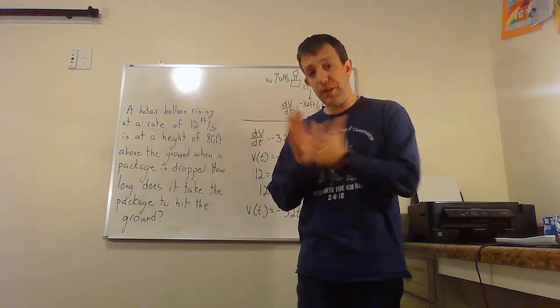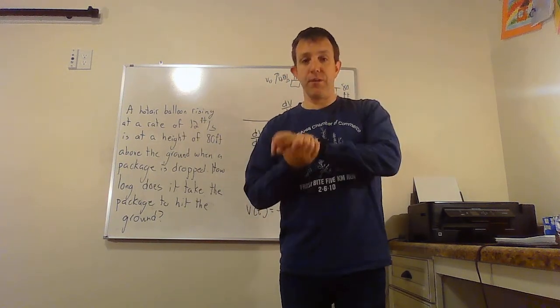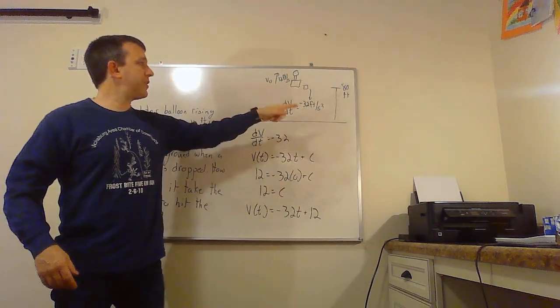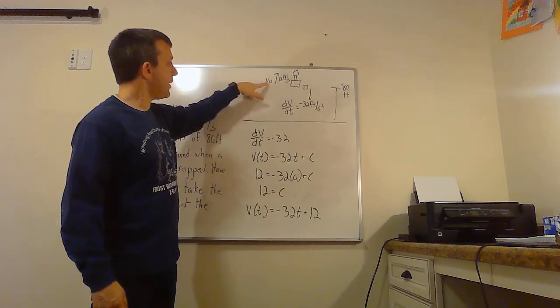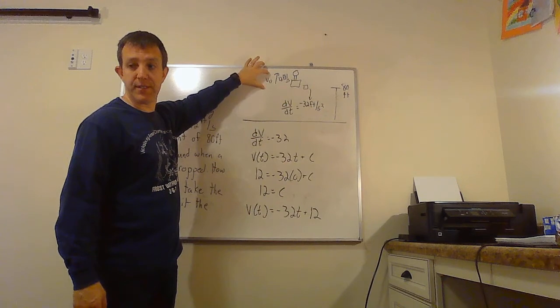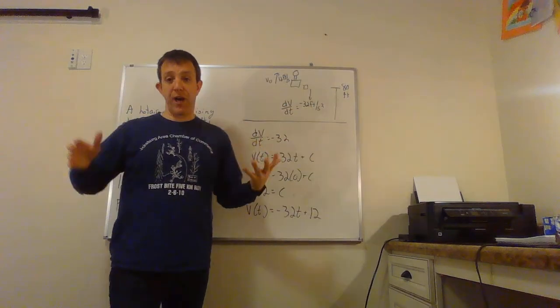So our goal here is a position problem, right? We want to know when its position is 0, right on the ground. So I drew a picture. You can see I marked that it's 80 feet up. Here's my wonderful hot air balloon. It's rising at 12 feet per second, so that's its initial velocity. And now this package is going to be dropped.